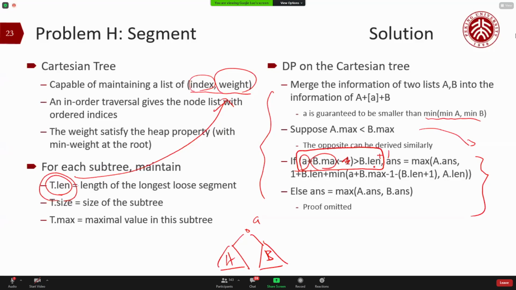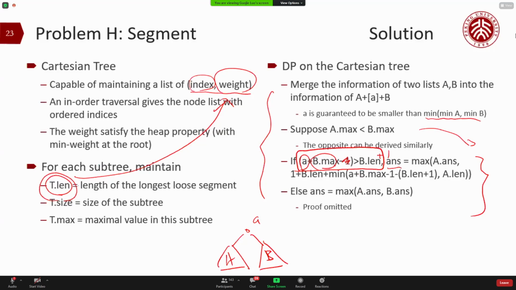So this is a possibility to form a loose segment, and then we extend to the left to compute the longest loose segment. So this is the answer. So this is the case.